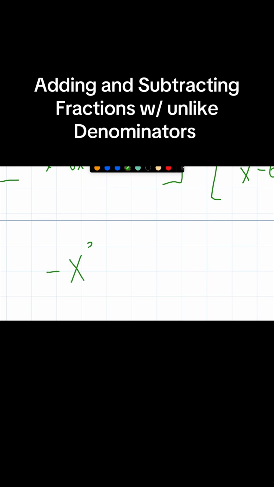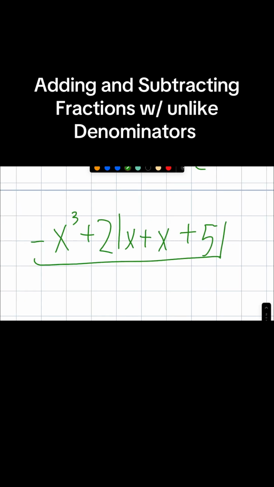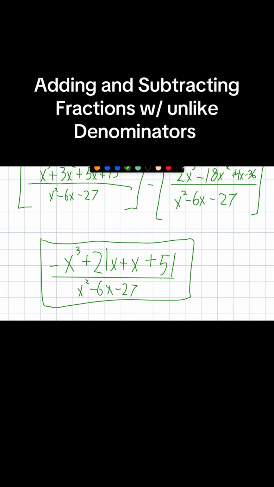And then when you finally subtract everything, you should get negative x cubed plus 21x squared plus x plus 51 over the same denominator, because the denominator does not change when you subtract or add. Hope this helps.